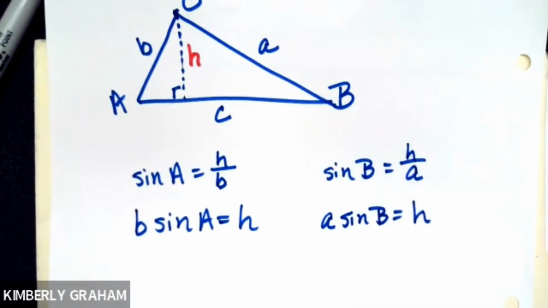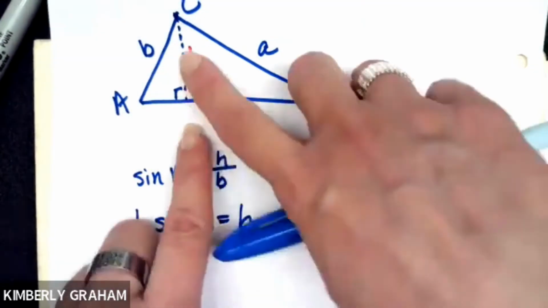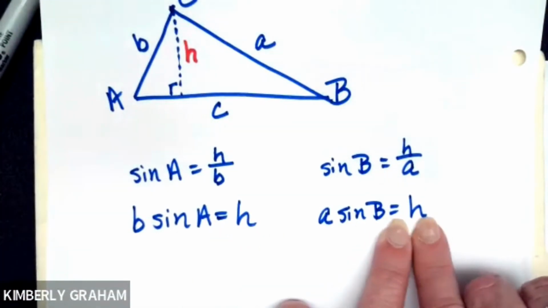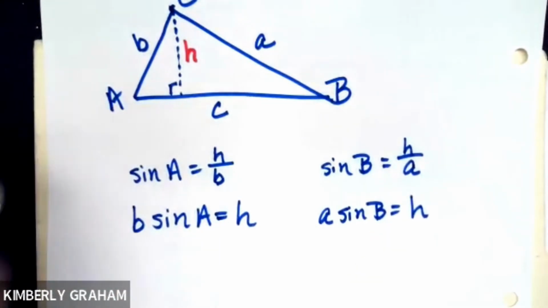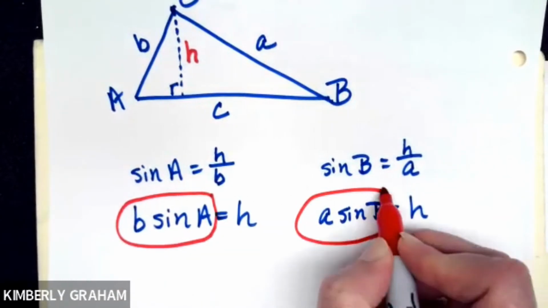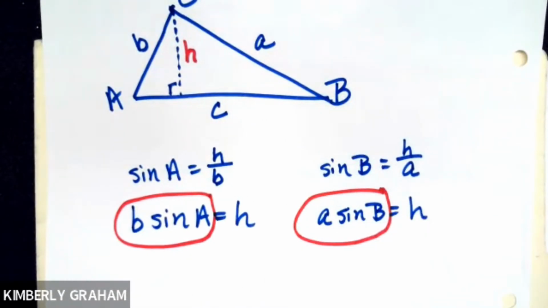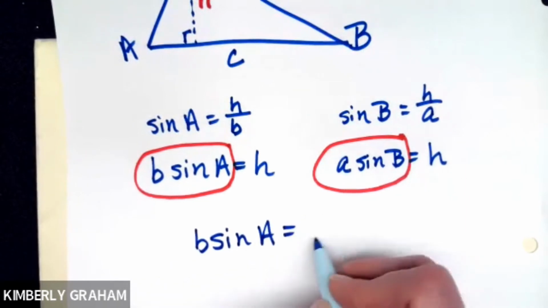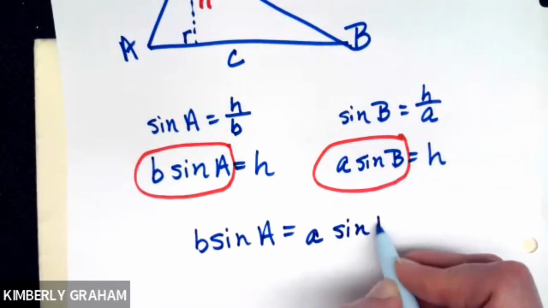Now this is kind of like that bonus point or bonus question that we had on a test earlier in the year where I could figure out these heights, and I know that I have an expression for the height here, an expression for the height here. So these two things must be equal. This and this are both equal to H, so they have to be equal. So I know that B sine A equals A sine B.